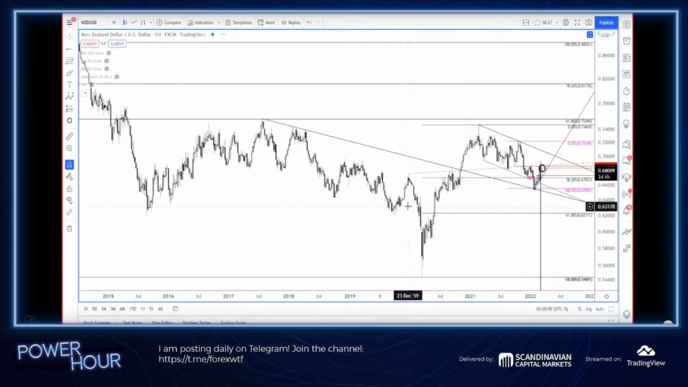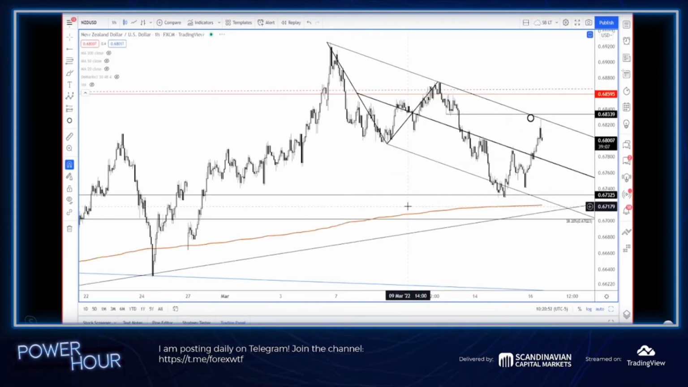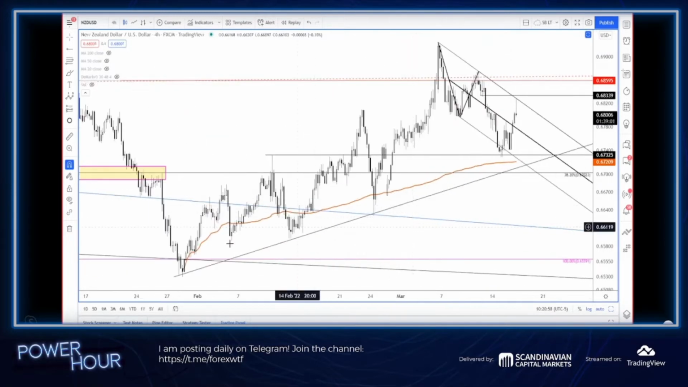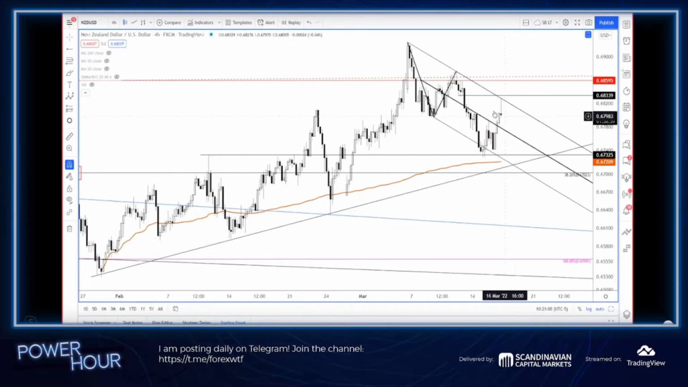All right, Kiwi. We just nailed resistance. This is an hour. Let's go to a 4-hour. All right, so Kiwi just hit resistance. Very short-term channel, right? It's just like last week or so.